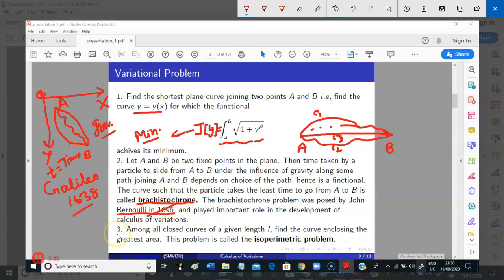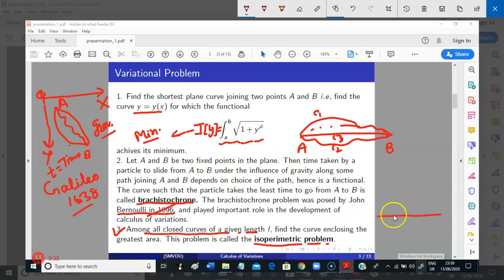Now the third one is also an important problem, that is called the isoparametric problem, and it's a very old problem in calculus of variations, and it was generated from some isoparametric inequality. In general you can state the isoparametric problem as: among all closed curves of a given length L, find the curve that encloses the greatest area. So means here one constraint is given.